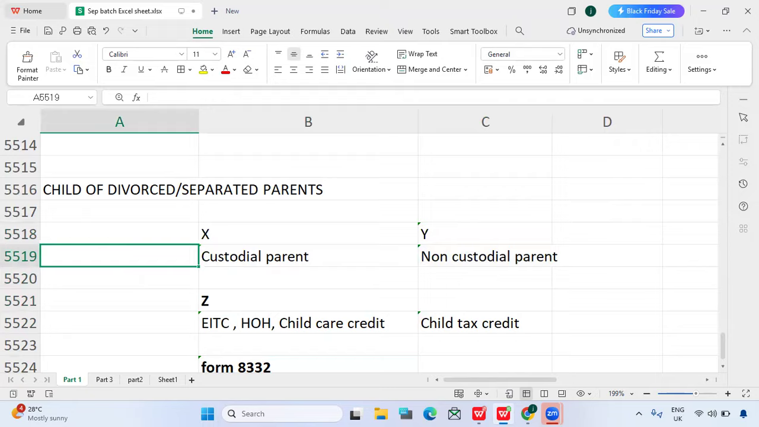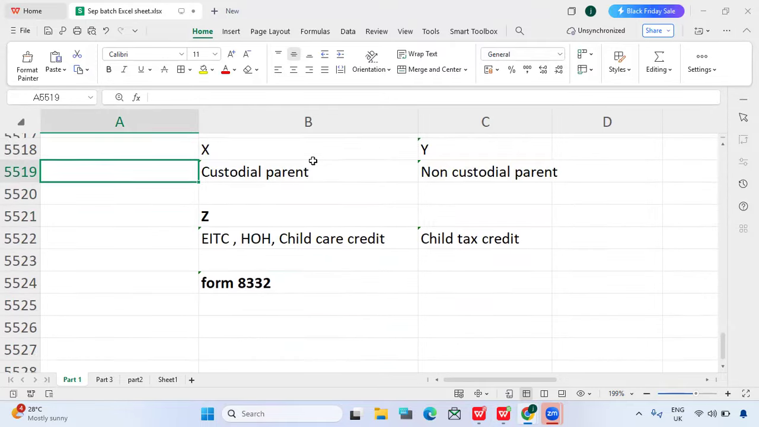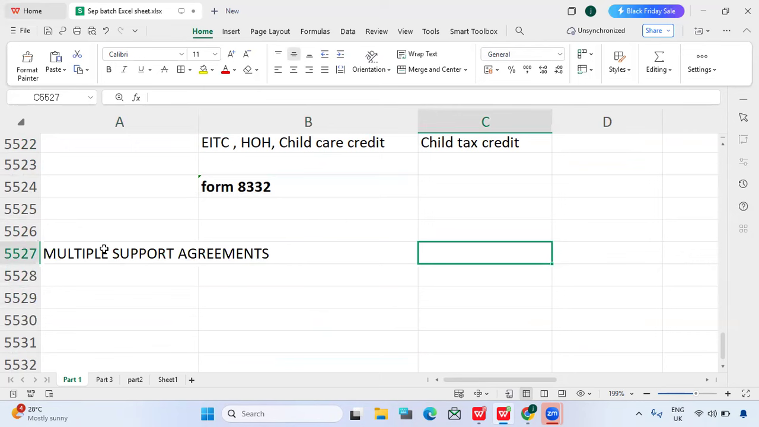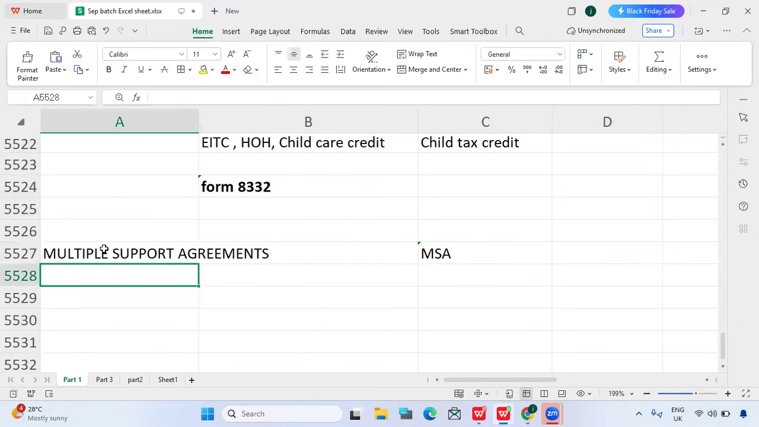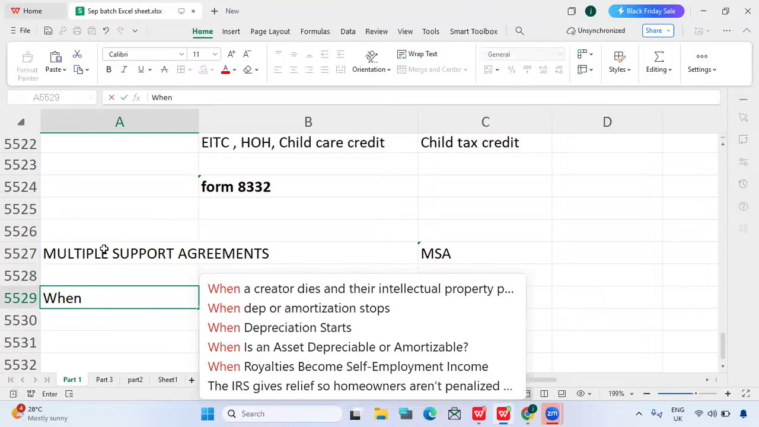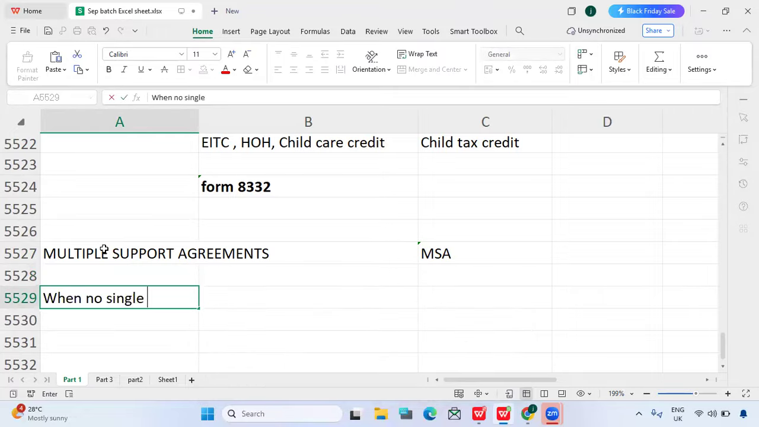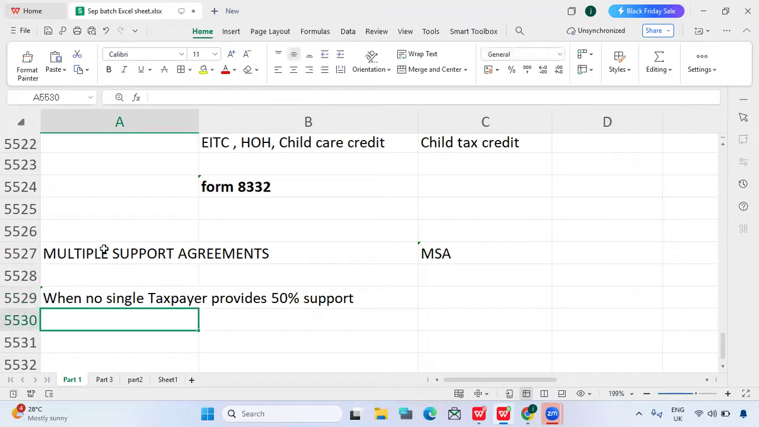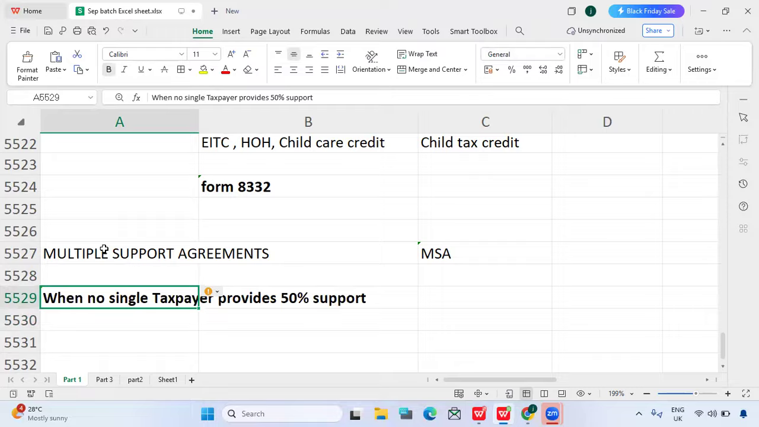And next one, multiple support agreement. What exactly is the multiple support agreement? We also call it MSA. MSA comes into the picture when no single taxpayer provides 50% of the support. So what is the possible area where we can see this MSA? Qualifying children or qualifying relative cases?